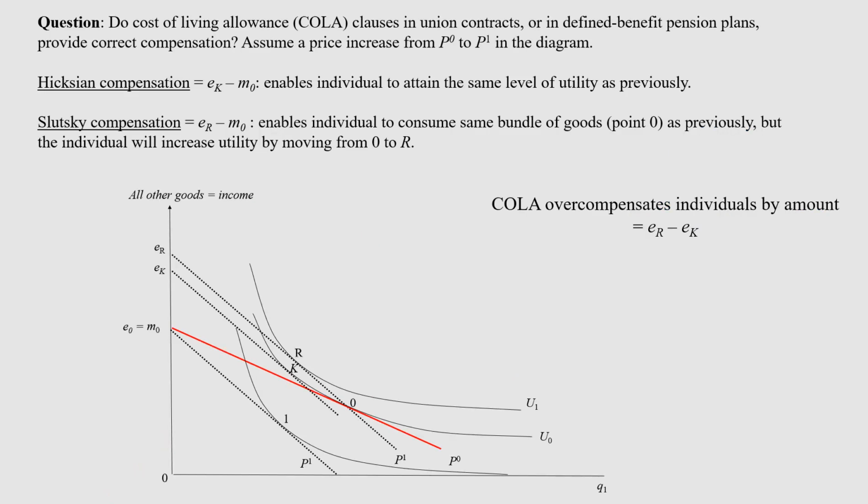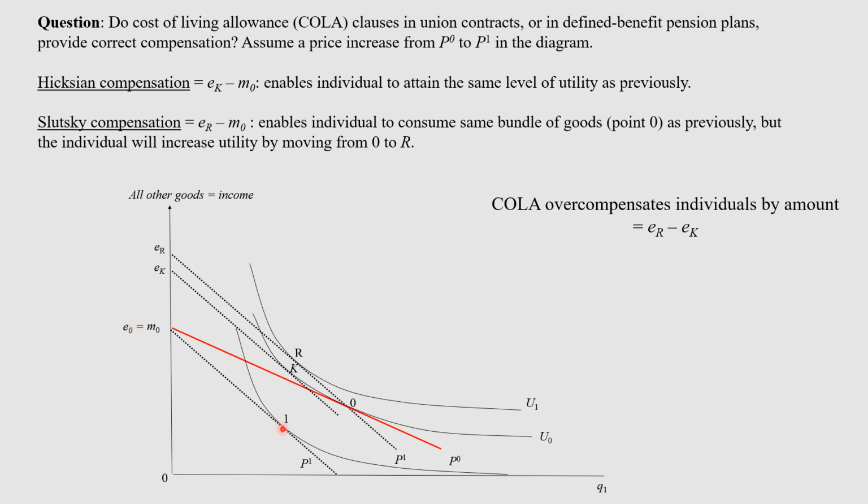Now there's one other interesting thing that comes into play here, and that is the question about cost of living allowance clauses, these COLA clauses in union contracts or in defined benefit pension plans. Do they provide the correct amount of compensation? That has been an issue that theory can resolve. Assume that the price increases from P0 to P1 in this particular diagram. So here P0, and we get an increase to P1, which would then take us to a lower level of utility. So here we've got a starting point 0, and if the price increases, we'd end up there. So this is a case where inflation hurts people on a fixed income. The fixed income would be represented by this M0 or E0, where E refers to the expenditure level that's required.